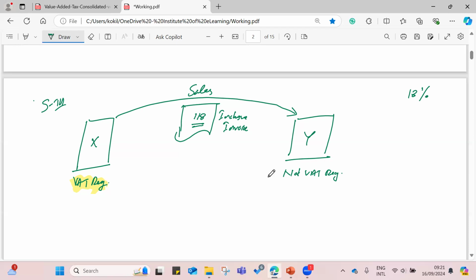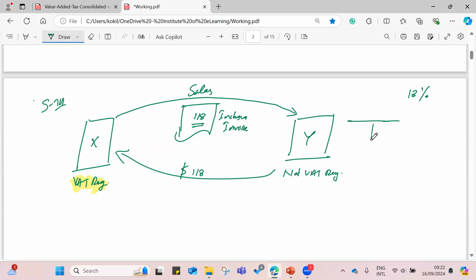Then company Y will pay how much? 118. So how do the double entries go? Can they report the entire 118 as their revenue? No. So how to record this?